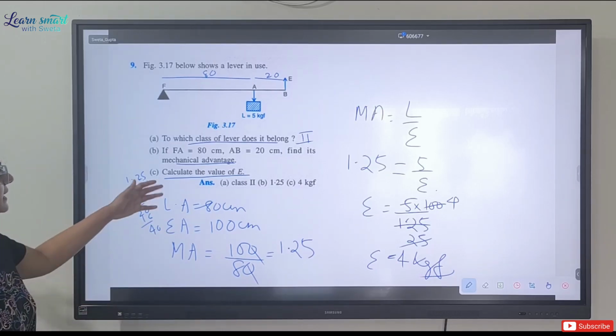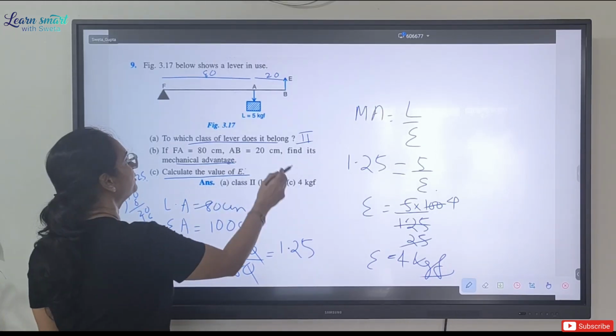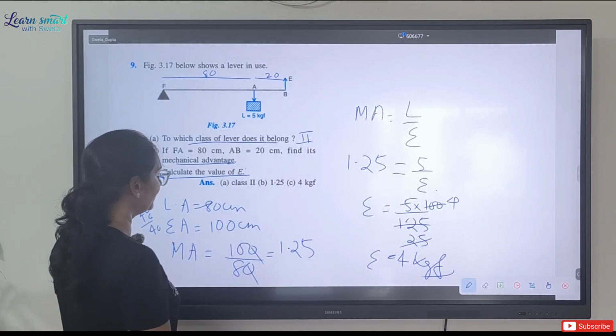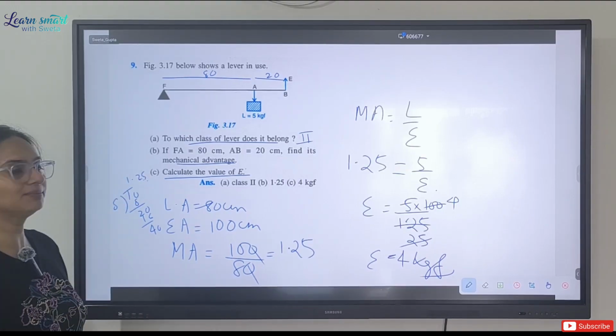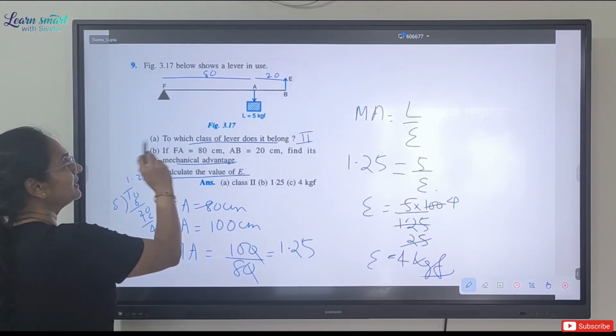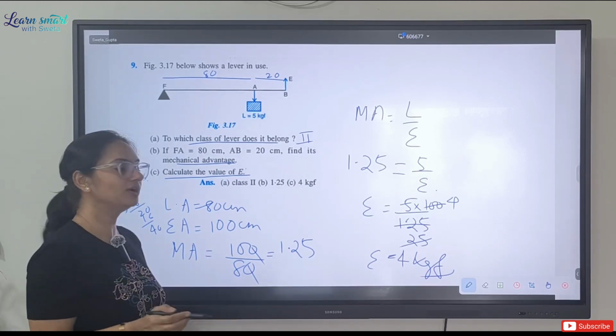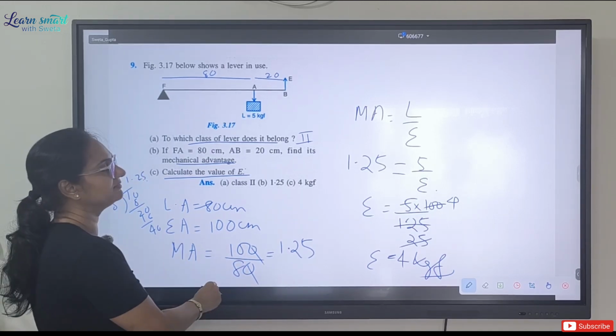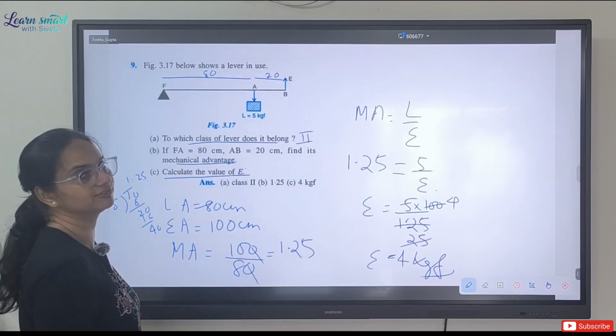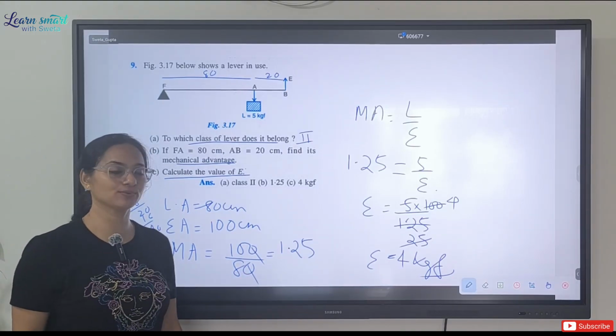And this is how we can calculate the effort and the mechanical advantage. So every time you have to draw, the diagram was given over here, but you have to understand the length of the effort arm, length of the load arm, calculate the mechanical advantage and use it to calculate the effort. Right? Let's see the next question.